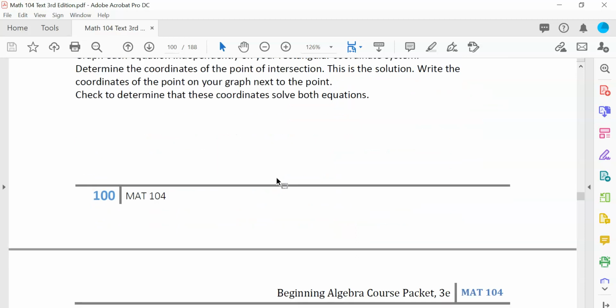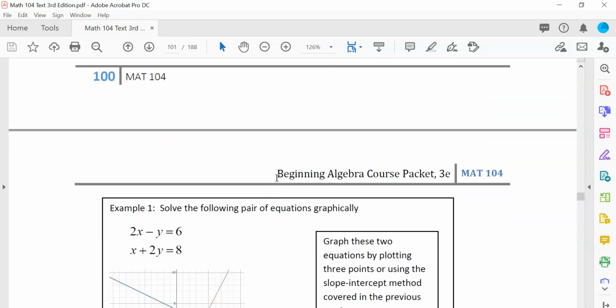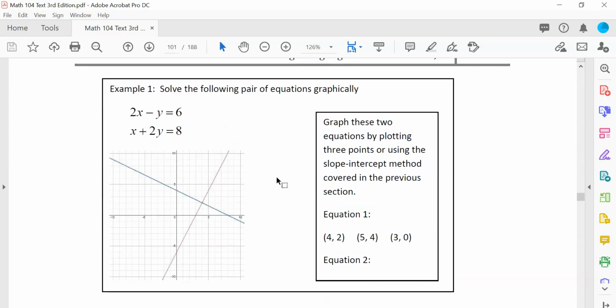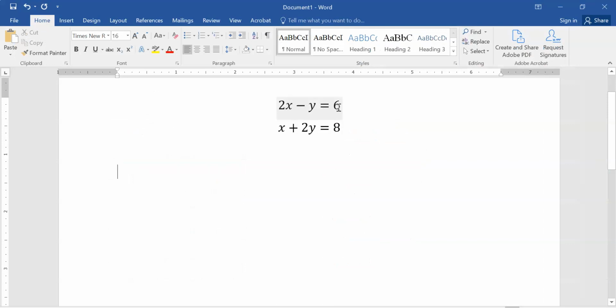So that's what we're going to do. I'll show you how to do this on two examples here. The first example is the one that the book has as example 1. It says, let's take two lines, 2x minus y equals 6 and x plus 2y equals 8, and let's look at the system of linear equations made by these two lines. So you already see that the book has this graphed for you, but I'm going to go through how to do this.